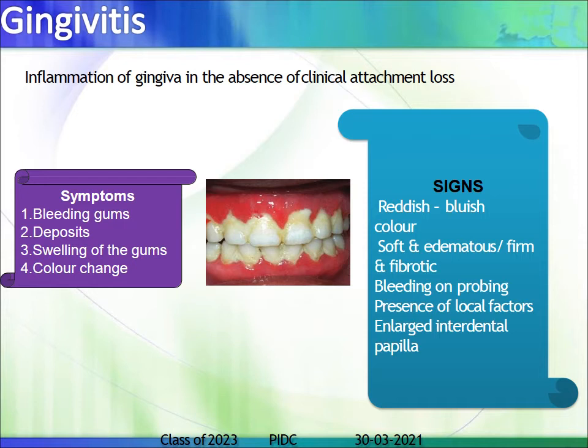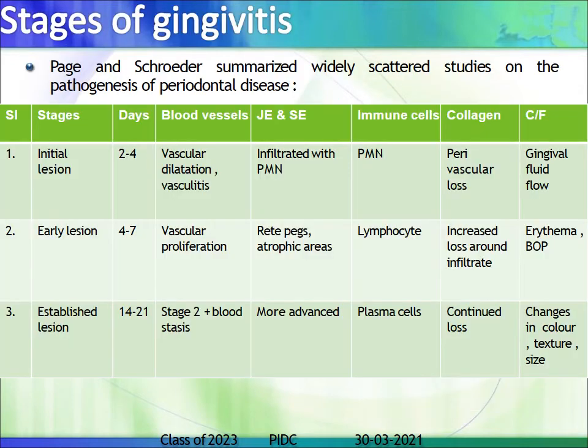So what would you examine? When you see the patient, you could see some reddish discoloration of the gingiva, or there could be a reddish bluish discoloration. Soft and edematous, firm and fibrotic areas could also be present. Bleeding on probing, this is an absolute yes category. If it is present, then it means that gingivitis is present in that patient. Presence of local factors, enlarged interdental papilla. So all these are related to gingivitis.